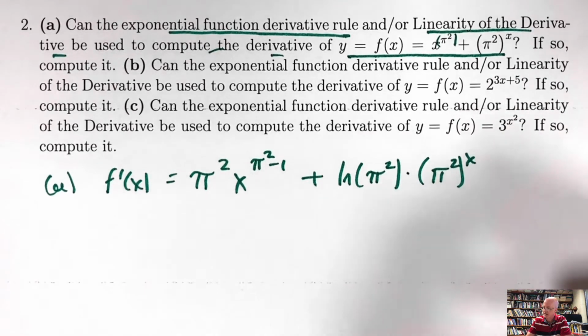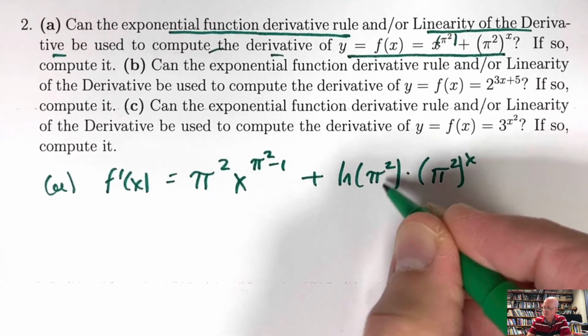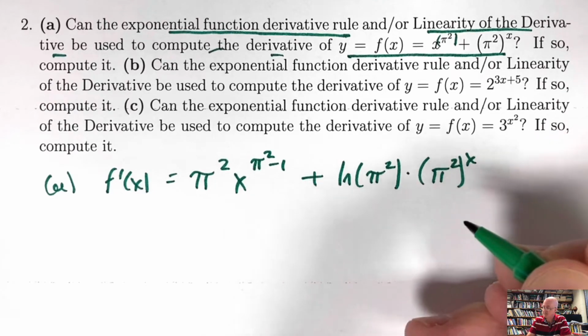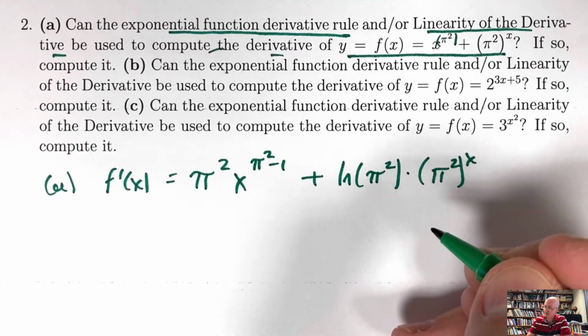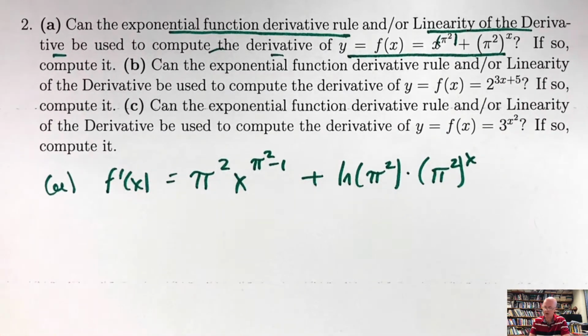Okay? You could multiply those exponents. You could write this as pi to the 2x. You could also bring this 2 power in front and write it as 2 times natural log of pi. It's not a big deal. This is possible to do. We've used these rules plus the power rule to do part A.